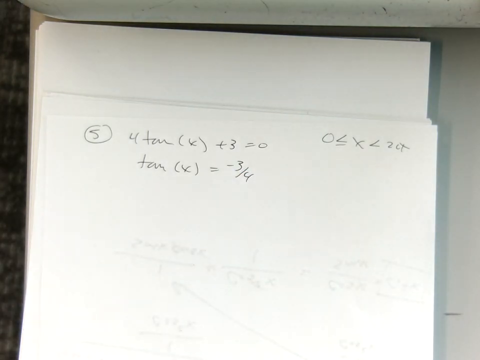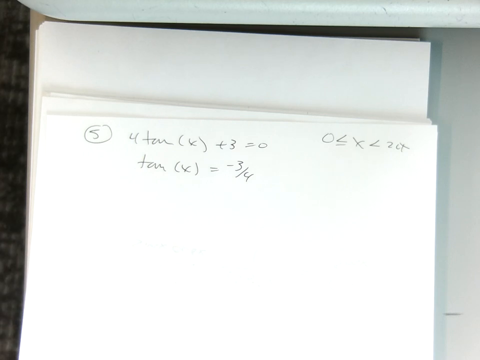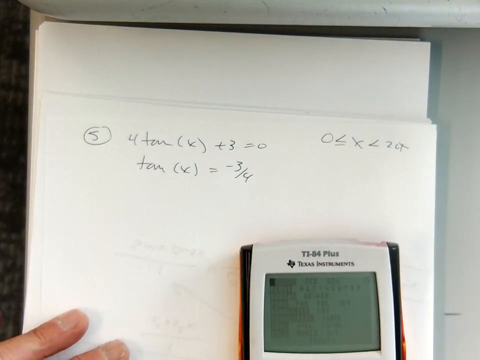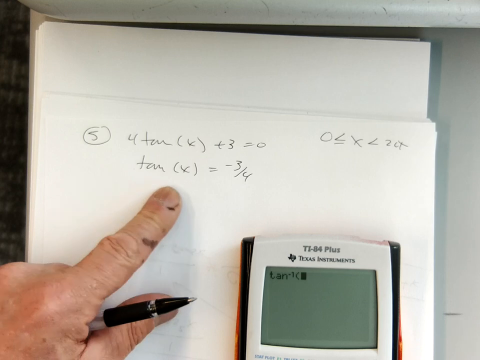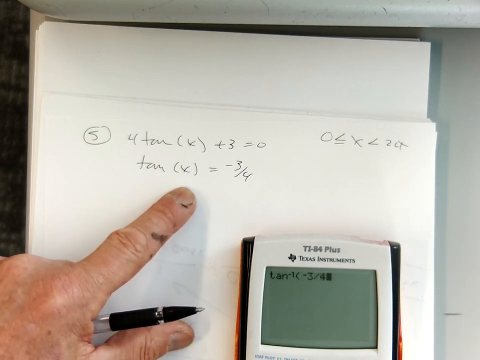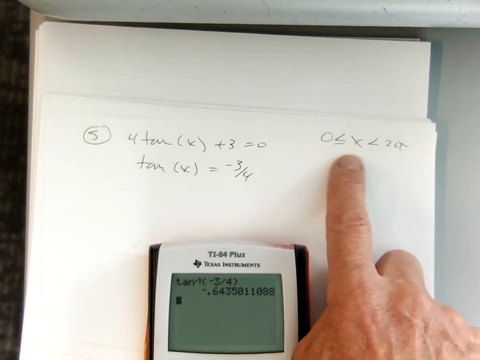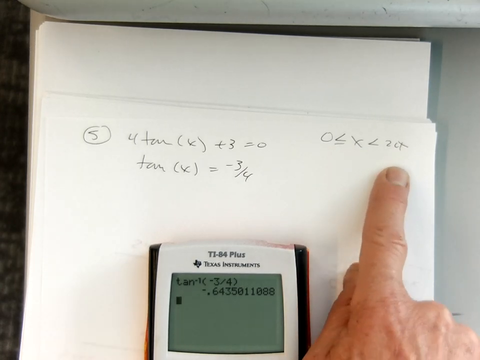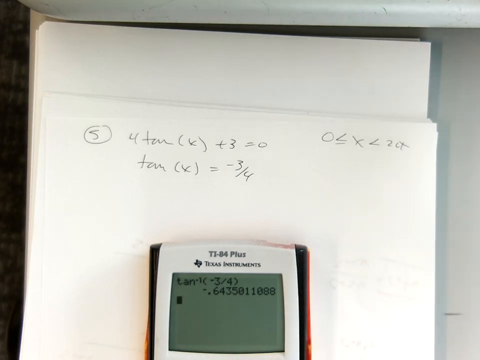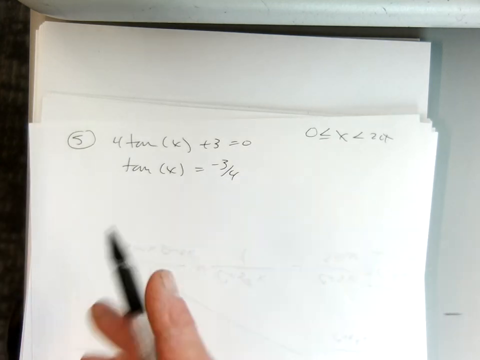I'm going to need my calculator in radian mode. You guys get caught up. Okay, mode. I'm in radians. I like that. So tan inverse of negative 3 divided by 4. And this answer I can't take because it's not between 0 and 2 pi, right? So I'm going to spin it around the circle by adding 2 pi. And my first answer is about 5.64.